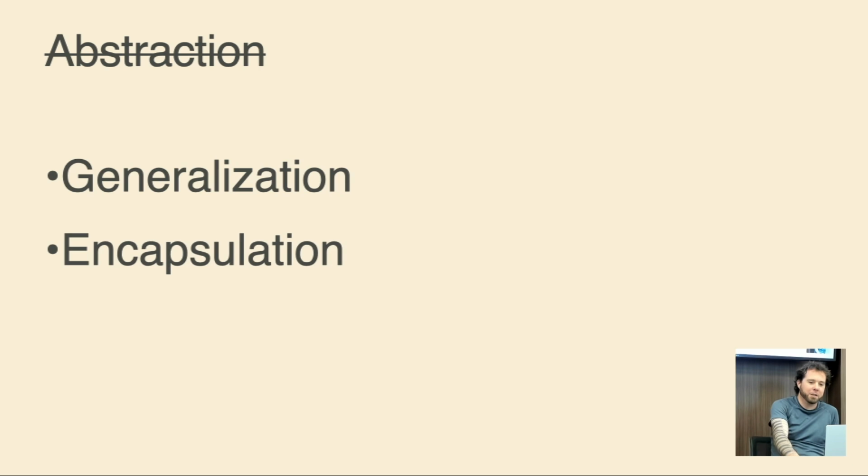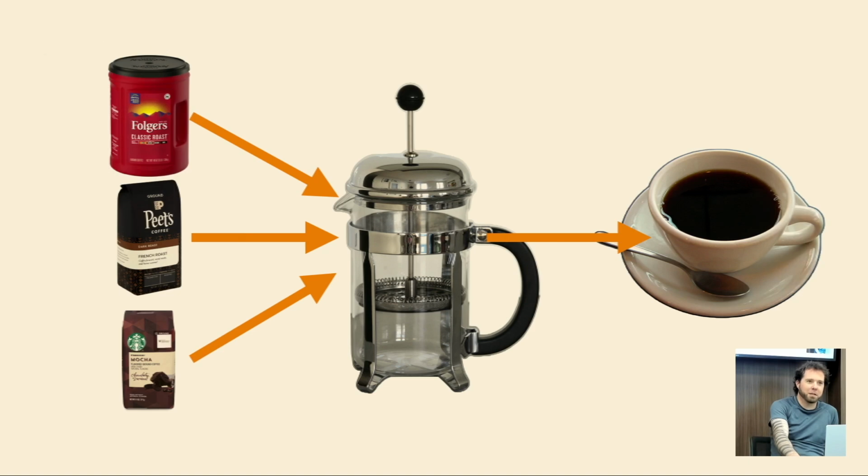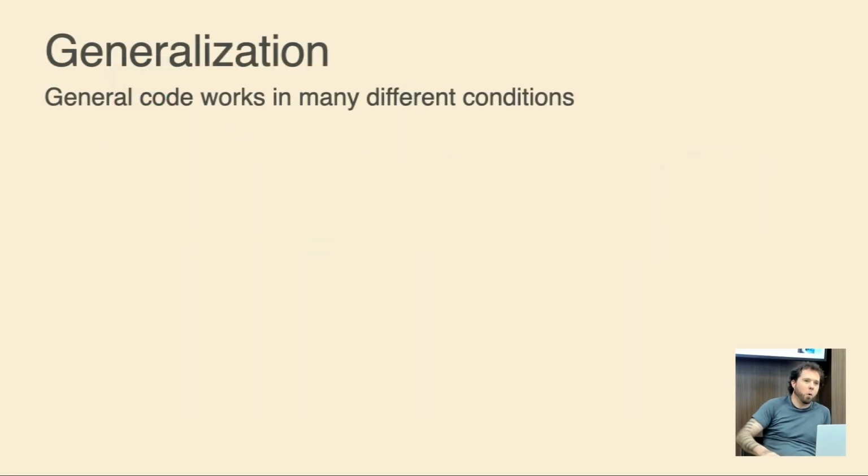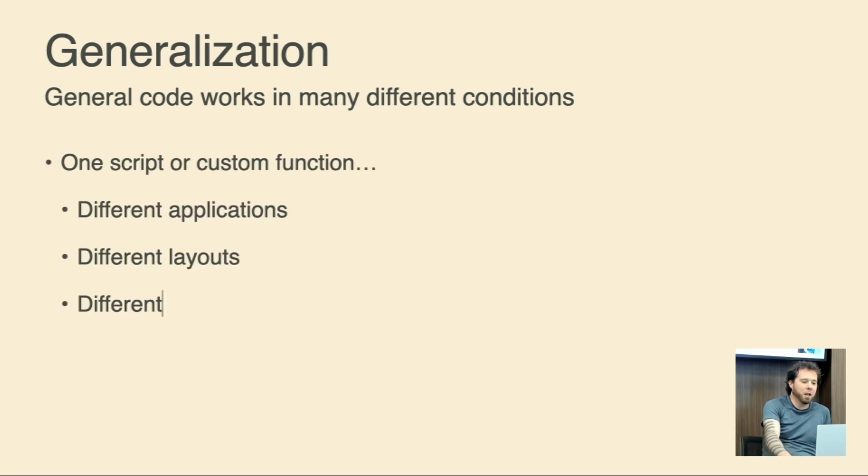and encapsulation. Now, humor me for a minute and consider a French press. A French press can be used to make coffee using many different sources of ground coffee beans. It generalizes over different grinds of coffee. Similarly, general code works in many different conditions. You can have one script or custom function that works on different applications in different contexts, different layouts, or just different parameters, whatever. That's what generalization is.